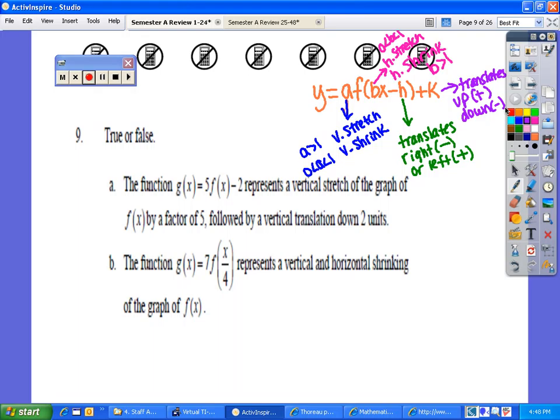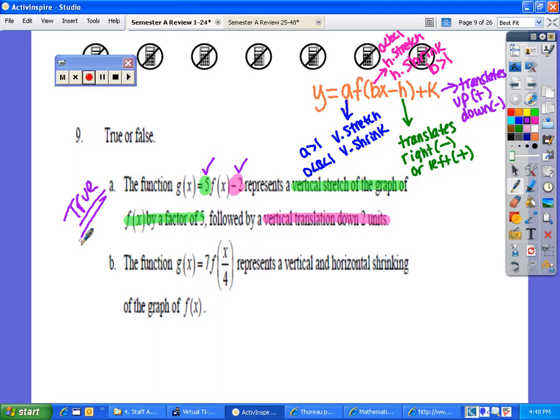So it says that the 5 means a vertical stretch by a factor of 5, and that is correct. And then it says that we have a translation down 2 units, and that -2 is exactly correct as well. So this is a true statement.